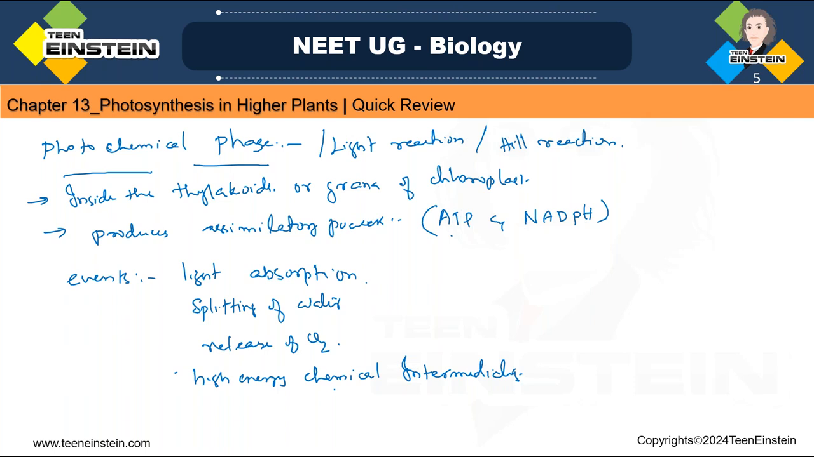Right. And several complexes of protein and other pigments are involved in the light reaction or the photochemical phase. So protein complexes and pigments are involved in this reaction. So the light reaction, photochemical reaction, is otherwise called the Hill reaction also.